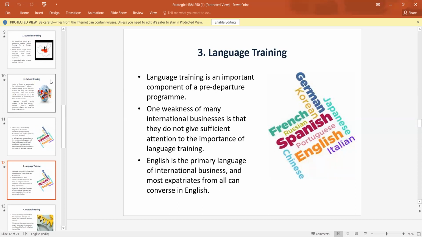Language training. Language training is an important component of the pre-departure program. One weakness of many international businesses is that they do not give sufficient attention to the importance of language training. English is the primary language of international business and most expatriates can converse in English.